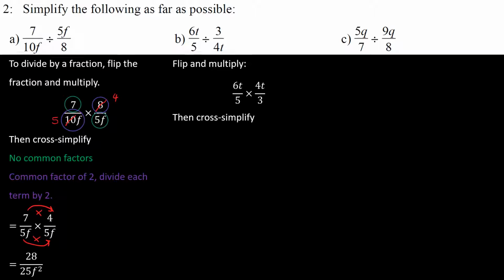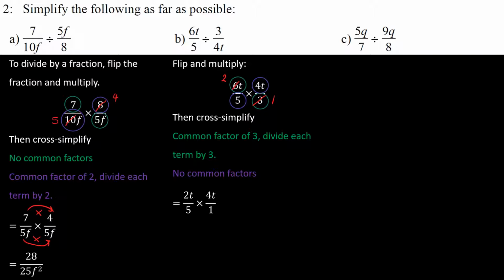In b, we do the same thing, flip the second one, and then we times them together. So check our cross simplification options. We've got 6t and 3, which has a common factor of 3, so we're going to divide each of those by 3. So 6 divided by 3 is 2, 3 divided by 3 is 1, so we have no common factors across the other axis because it's 4t and 5. And so we rewrite, we've got 2t over 5 times 4t over 1, times the top by the top, bottom by the bottom, we get 8t squared over 5.